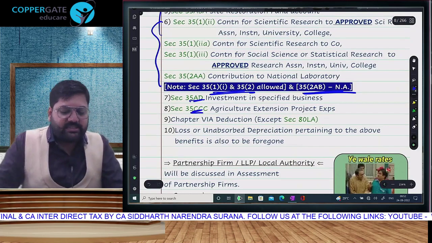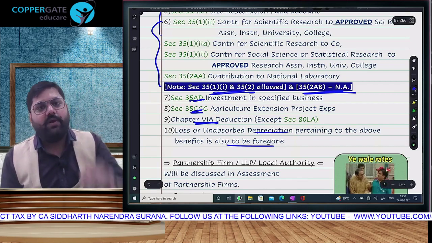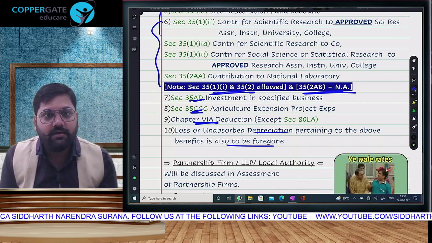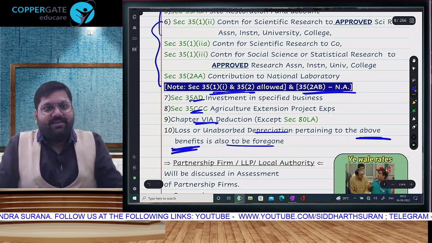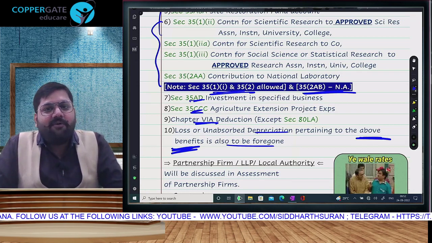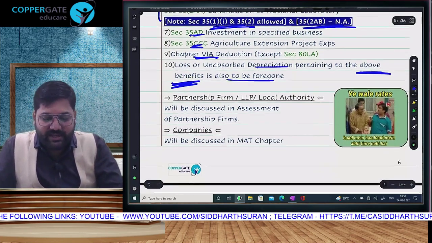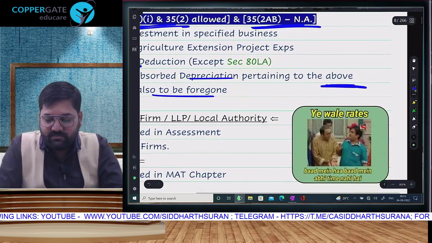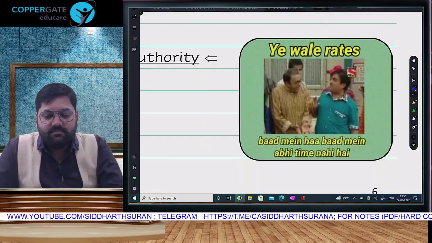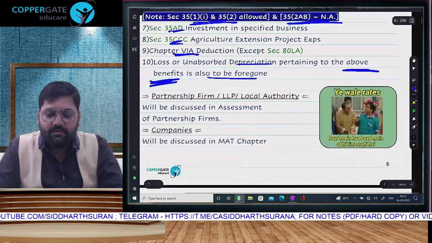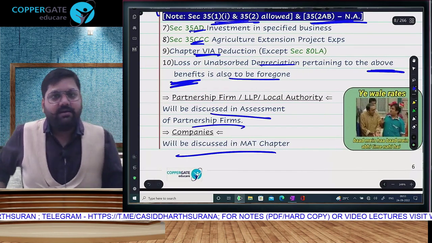35AD, agriculture extension, all this will come. Chapter VI-A, no deduction will be given to you, and loss with respect to the above benefits, same. समझा क्या? These 10. And what about tax rates of partnership firm and company? ठीक है, बाद में. Where will we learn partnership? In partnership firms and companies in MAT का chapter.